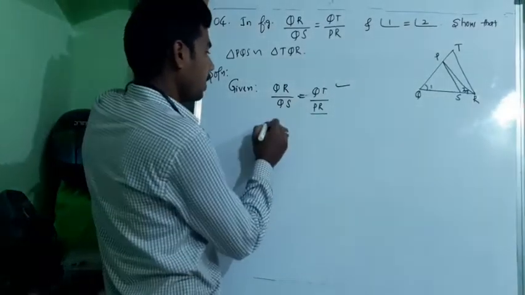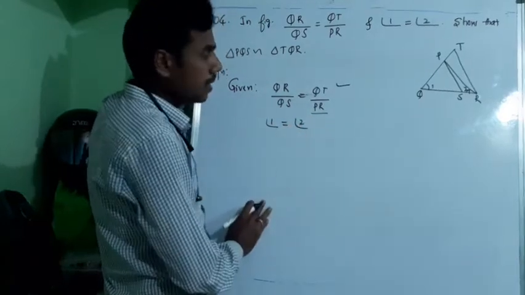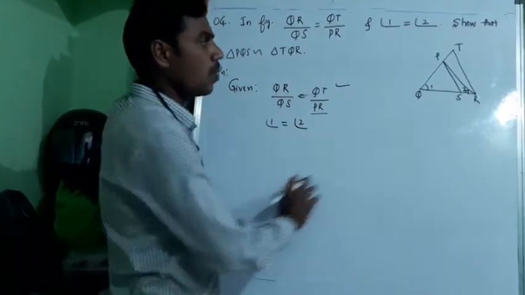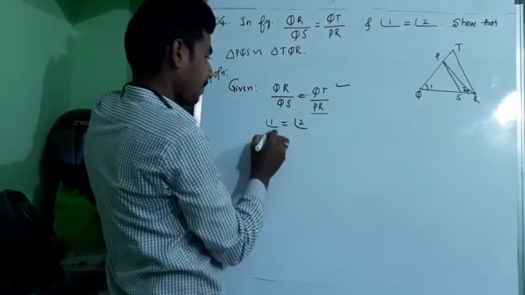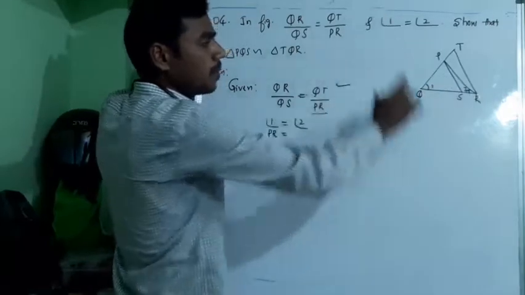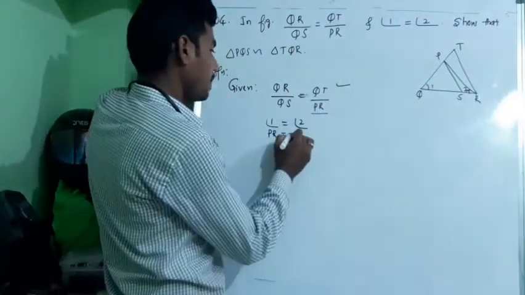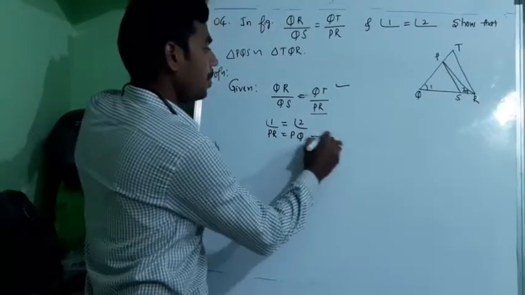One more thing: angle 1 is equal to angle 2. Since angle 1 is equal to angle 2, what is the side opposite to angle 1? That is PR, is equal to, what is the side opposite to angle 2? That is PQ. Now I am able to show this.